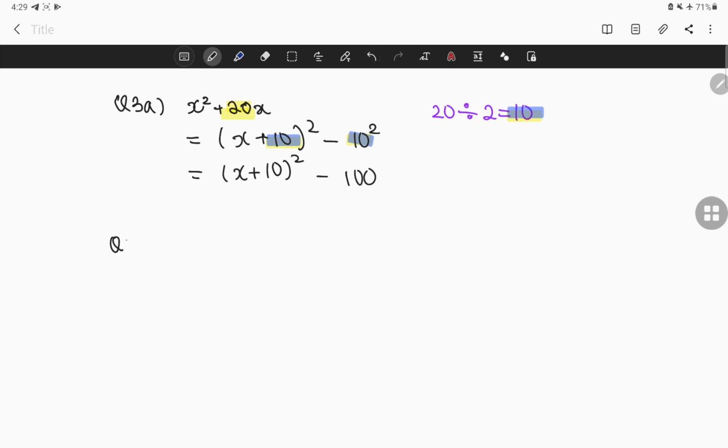For question 3, part d, we are given x squared minus 2 over 9x. And we are supposed to complete the square for this. So same thing, we have something squared minus another thing squared. Since we have x over here, we would first write x. Then let's take a look at the coefficient of x, which is this. So this is our coefficient of x.